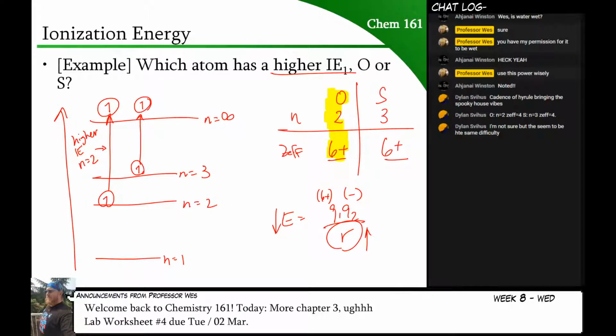So the ionization of oxygen requires more energy than the ionization of sulfur.